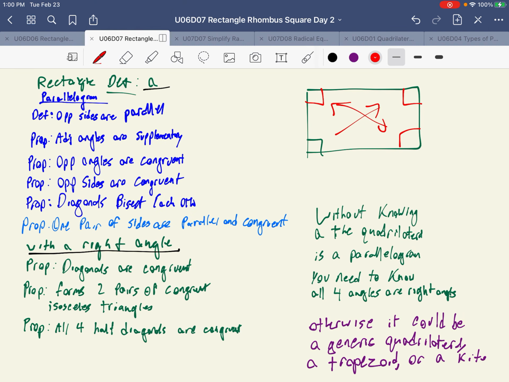And just because we define it as a parallelogram with a right angle doesn't mean you need to show that the opposite sides are parallel and that there's a right angle. You can show that it has one property of a parallelogram and one property of a rectangle. And that's more than enough to indicate that this shape is a rectangle. Let's take a look at the rhombus.